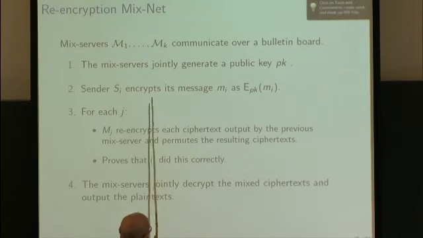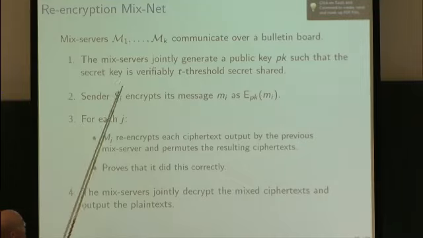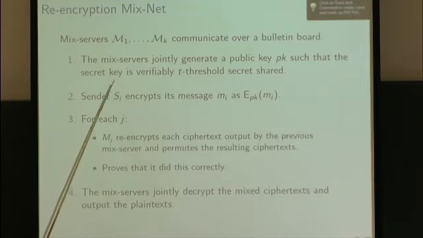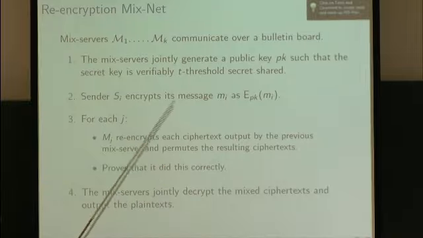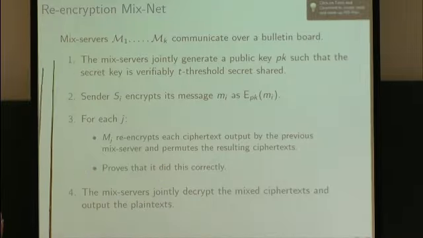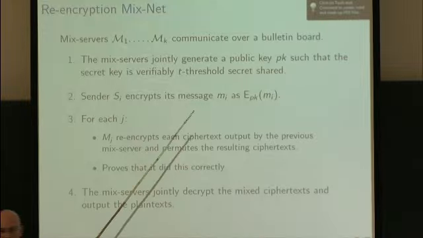So now I'm going to add something here at the top. What does it mean to jointly generate a public key? We're going to do this such that it's verifiably T threshold secret shared. By this I mean that you need T pieces, T shares, to recover the secret key. And then there is no point in shuffling more than that many times, right?